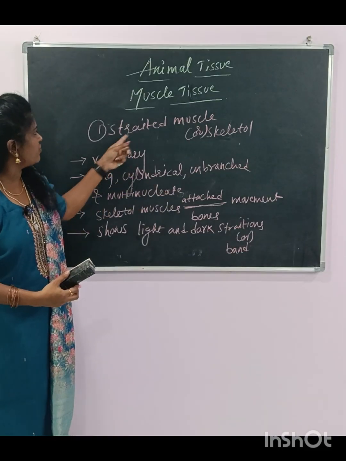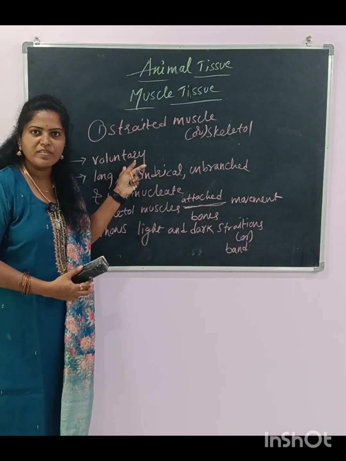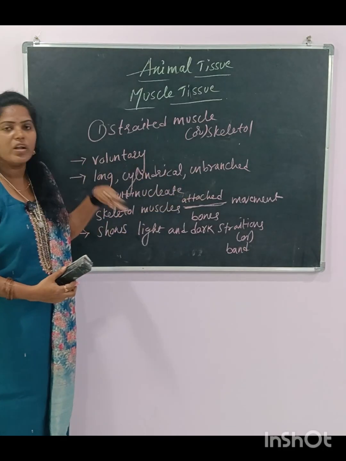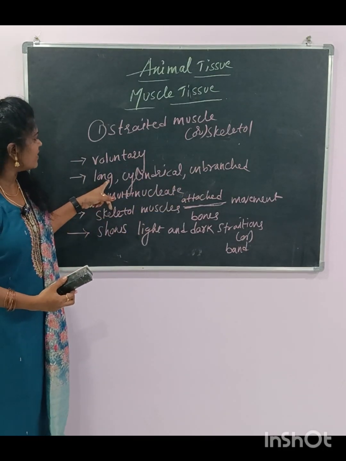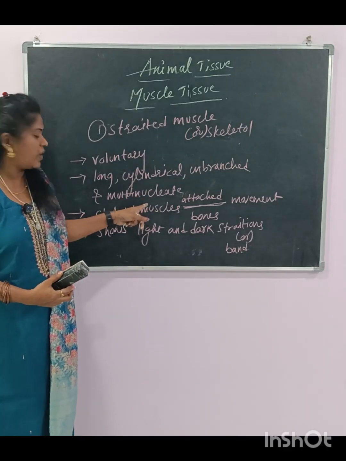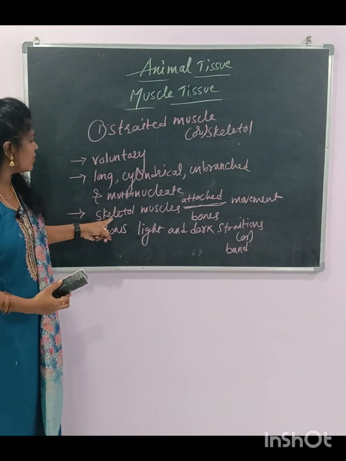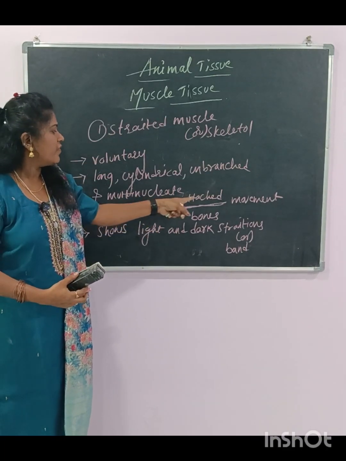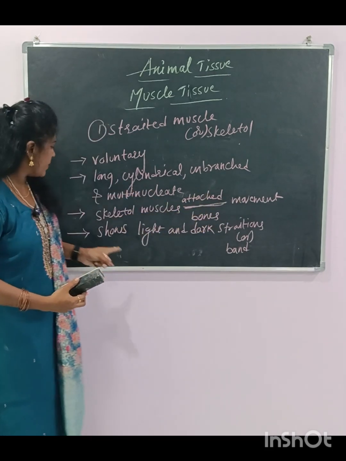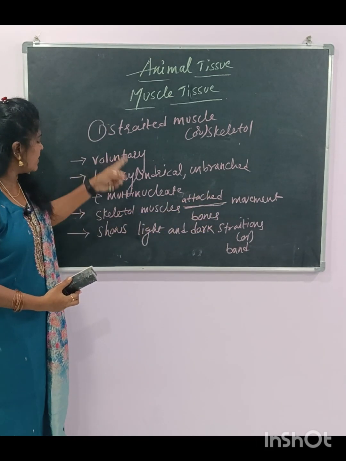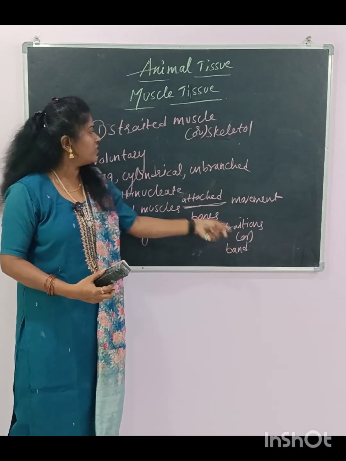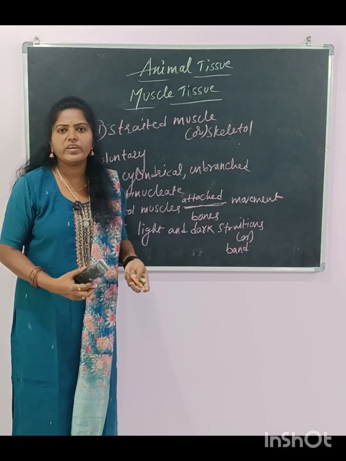Once again, I am repeating, striated muscles are voluntary muscles. That means they are under our control or under our knowledge. And these muscles are long, cylindrical, unbranched and multinucleate. These striated muscles are also called skeletal muscles, which means attached to the bones and help in movement. And these muscles show the light and dark striation. So that's why this muscle is called a striated muscle.